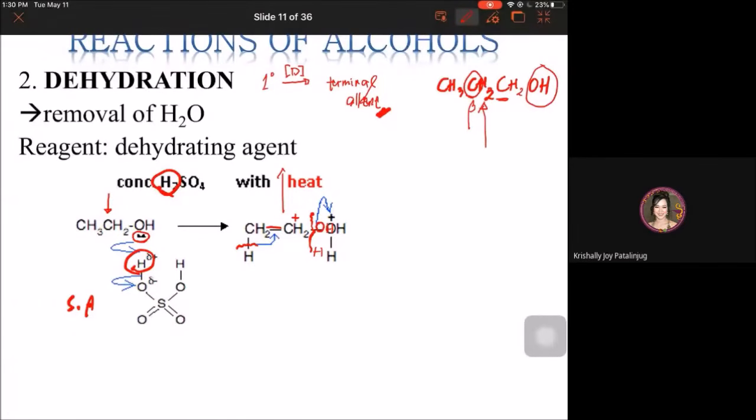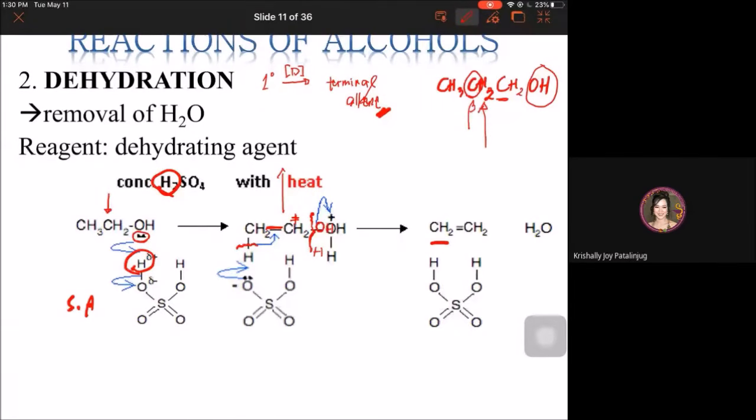Once mag-form na siya bond dira, kay unstabilized man siya, nag-remove ka og hydrogen, pag-form na, stable na ang compound. Let's try to check. CH2 double bond CH2. That is alkene, and that is ethene, di ba? CH2, CH2, that is ethene. And this is a terminal alkene.